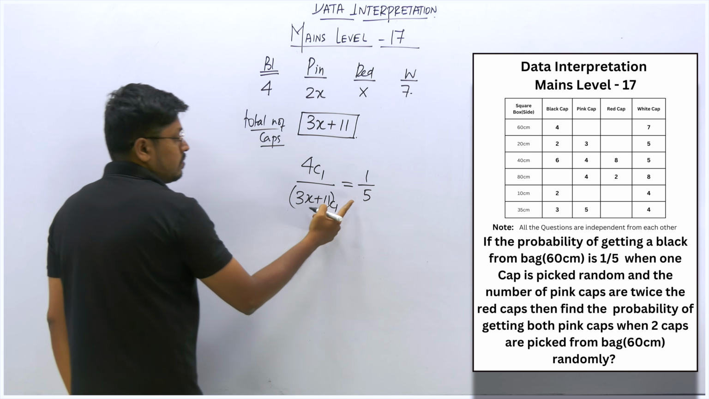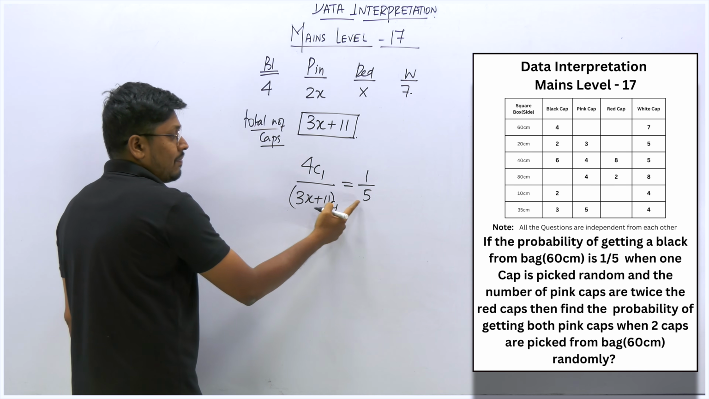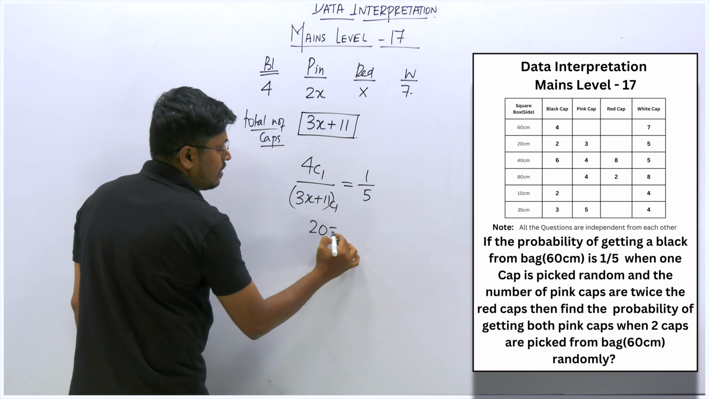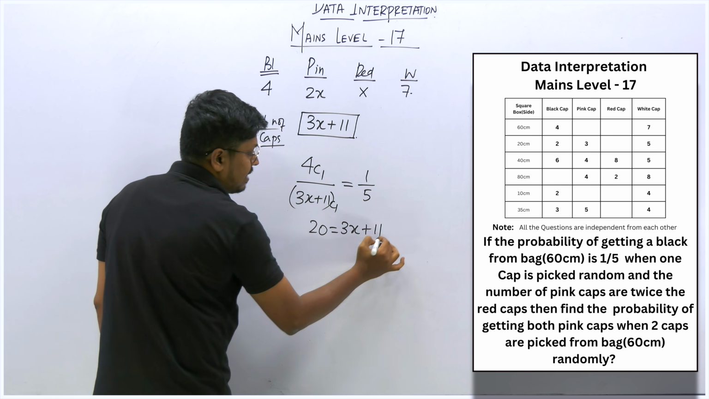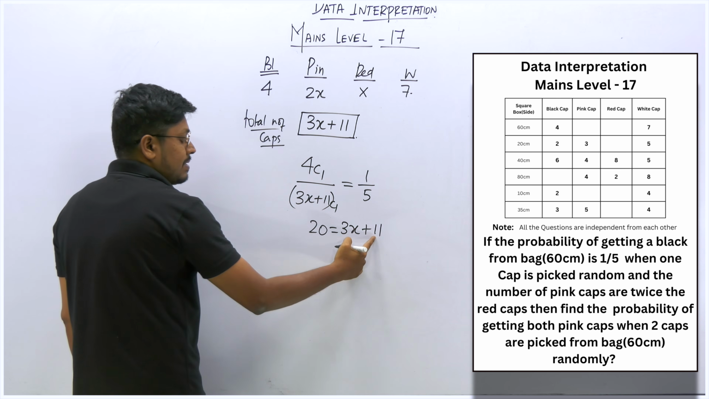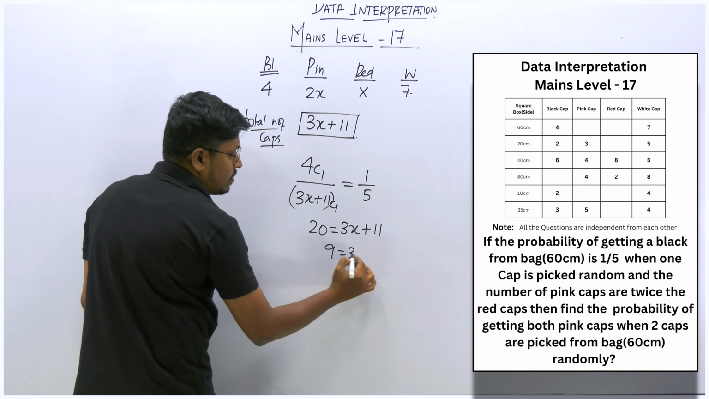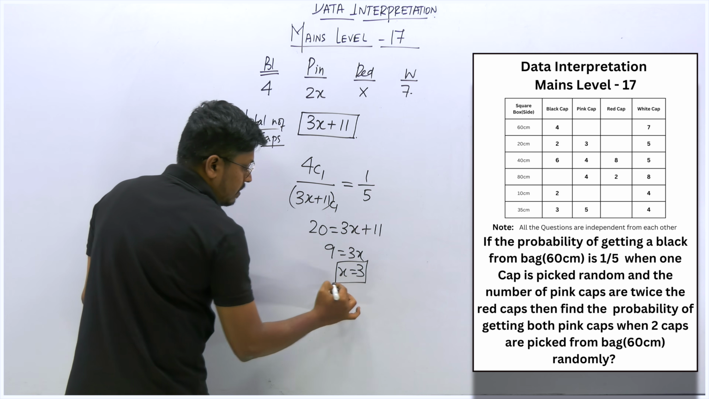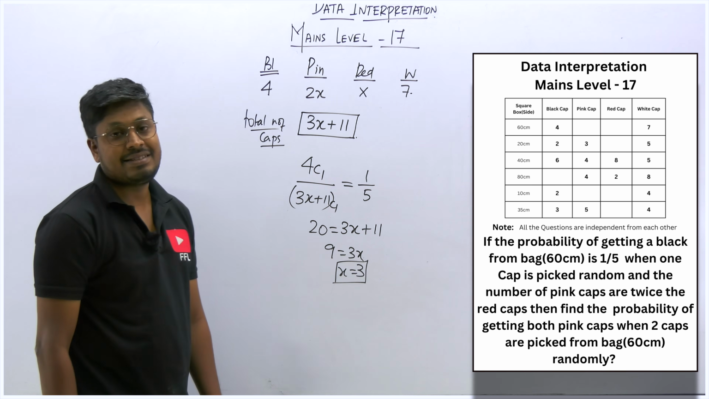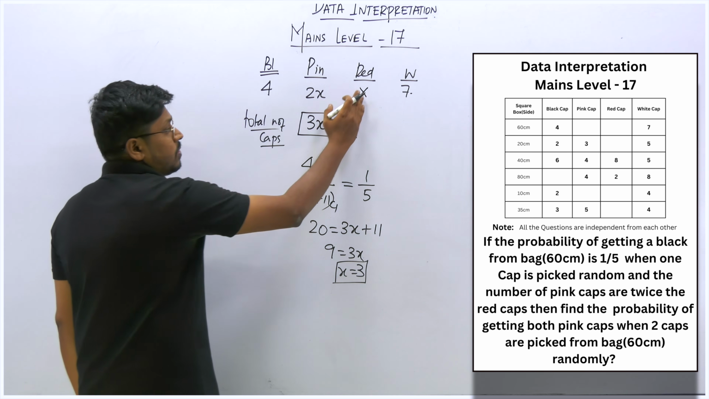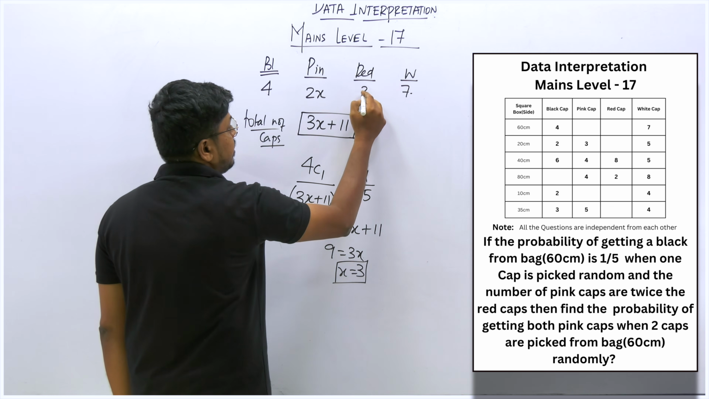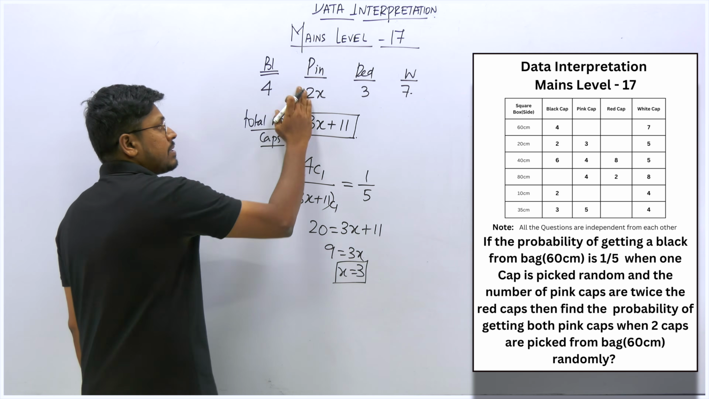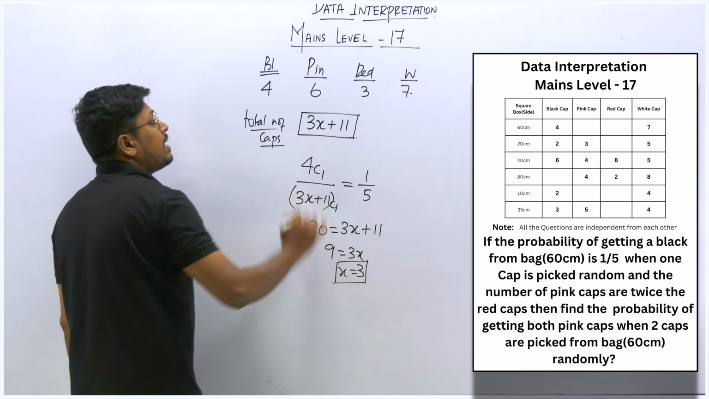So first let me solve and find the value of x here. C1 will be only 4. So 5 into 4 will be 20, which is equal to 3x plus 11. So 20 minus 11 will be 9, which is equal to 3x. So x is equal to 3. So finally we got the value, x is equal to 3. Which means the total number of red color caps will be 3. And we know that pink is twice, right? So 2 into 3 will be 6. So 6 will be the total number of pink color caps.